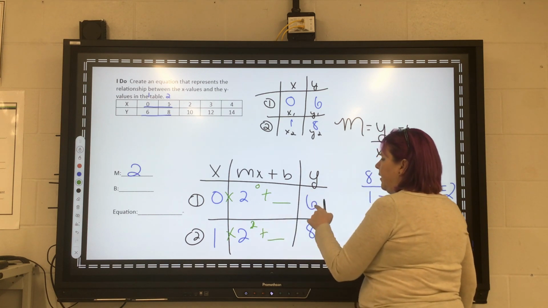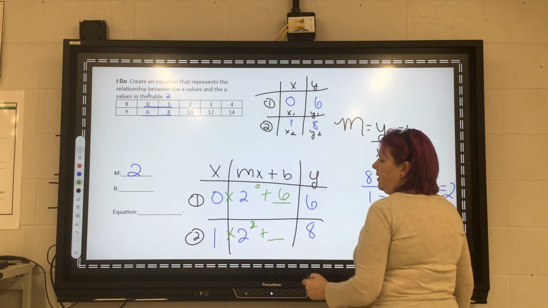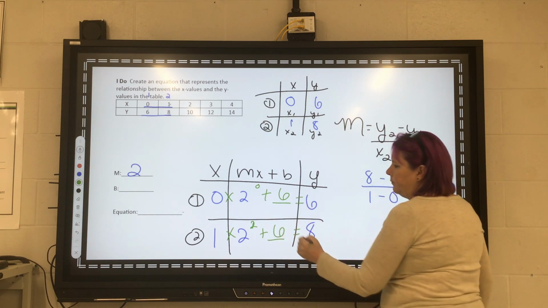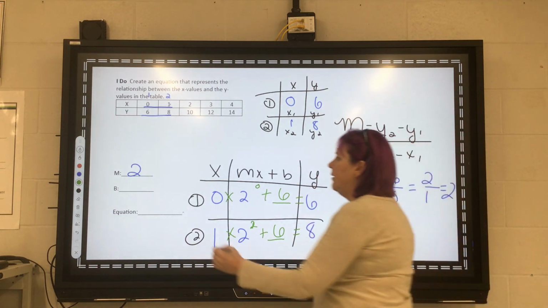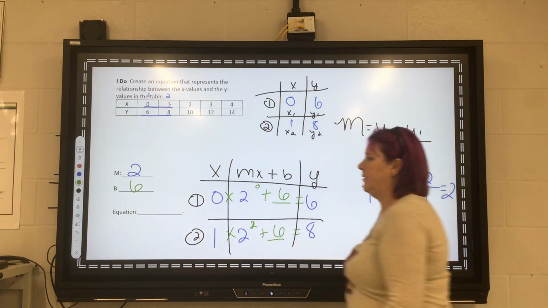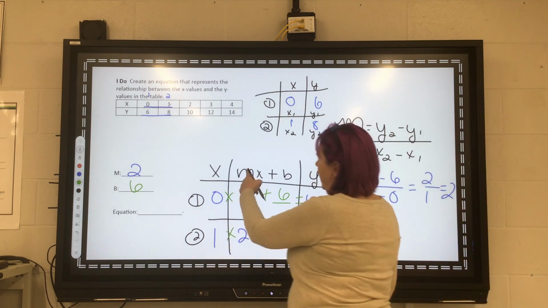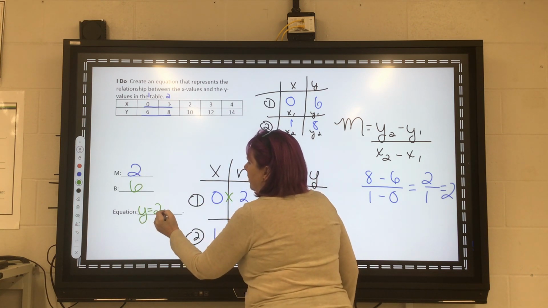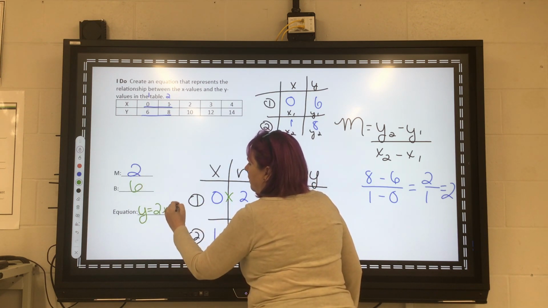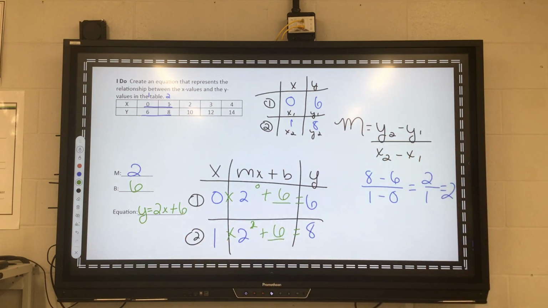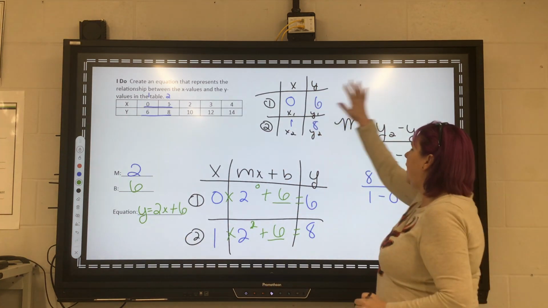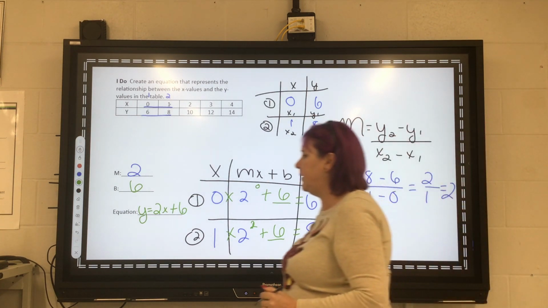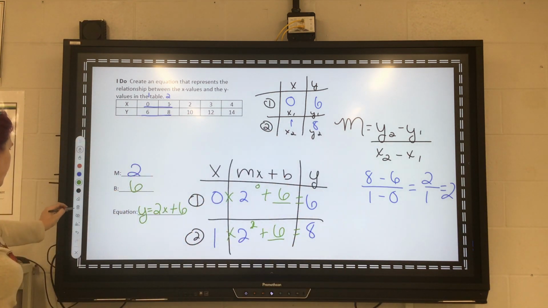0 plus what gives you 6? It's 6. 2 plus 6 gives me 8. So our b is 6. So our equation now is y equals mx plus b. So it just takes some steps. The math is fairly simple, but it does take some steps to get the process.